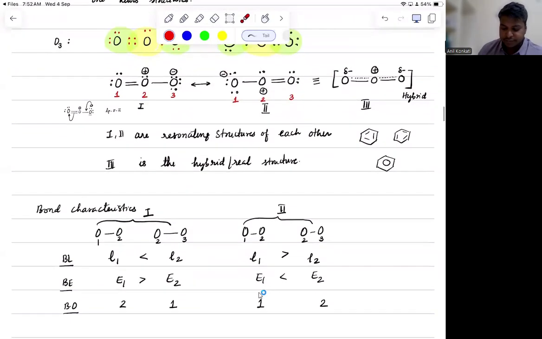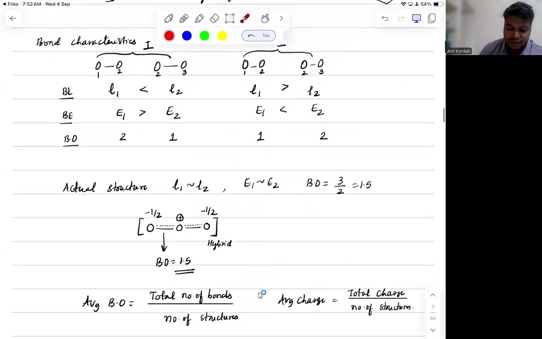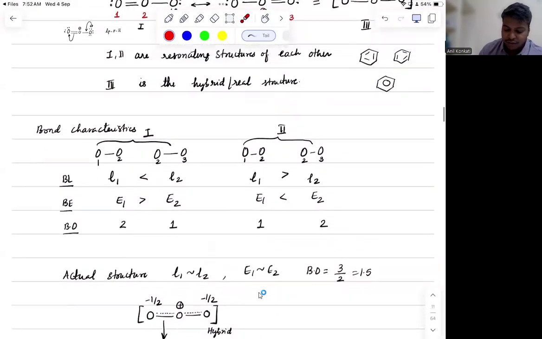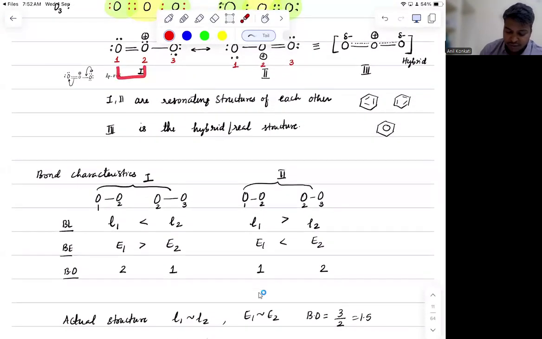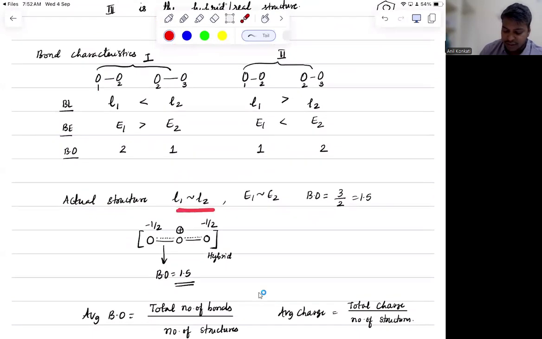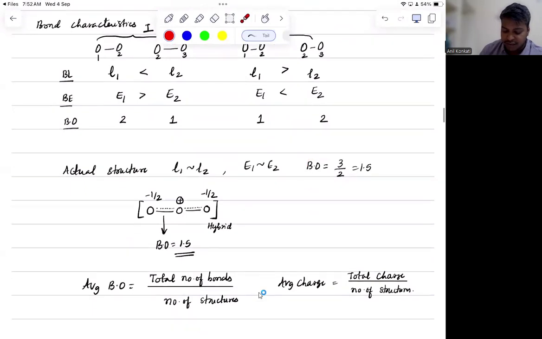Right? Bond characteristics, if you notice, the bond length between O1 and O2 in the first structure, L2 will be greater than that of L1. So here, this length is greater than that of this length. But bond energy of this one will be greater than that of this one. Bond order is 2 and 1 here. Same logic for 1 and 2 here. But in the actual structure, L1 is the same as L2, E1 is the same as E2, and bond order is 1.5. And that is what is showcased in the hybrid structure.